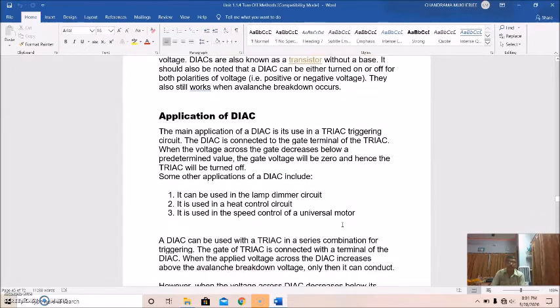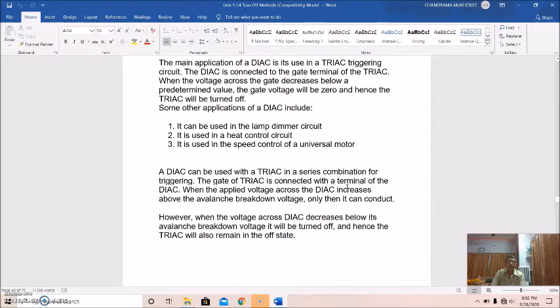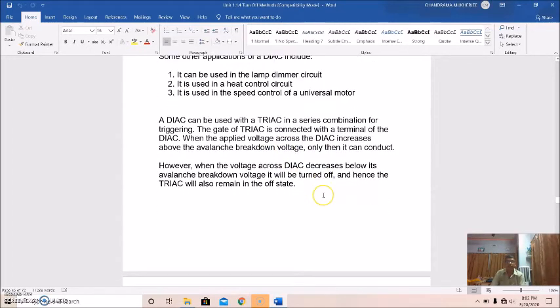Now, the application of the DIAC. The main application of the DIAC is to use it for triggering a TRIAC. The DIAC is connected to the gate terminal of the TRIAC. When the voltage across the gate decreases below a predetermined value, the gate voltage will be 0 and hence the TRIAC will be turned on. Some other applications of the DIAC: it may be used as a lamp dimmer circuit, heat control circuit, and can be used for speed control of universal motors, etc.